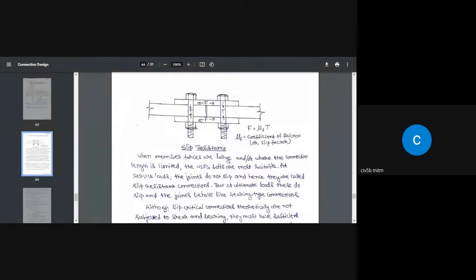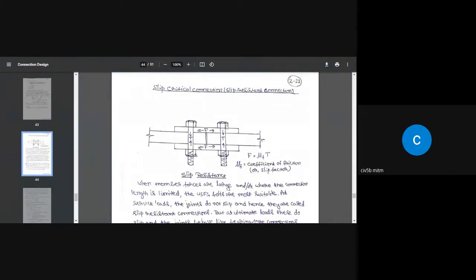See, whatever we have done until now is bearing type connection. Bearing type connection means here, if you look here, the side of the bolt is going to come in contact with the side of the plate. That means one surface bears against the other surface. As a result, the bolt may fail in two possible ways. One is bearing failure, and the other is shear failure. Because the bolt is in double shear, it will also fail along this plane. So there are two possible ways.